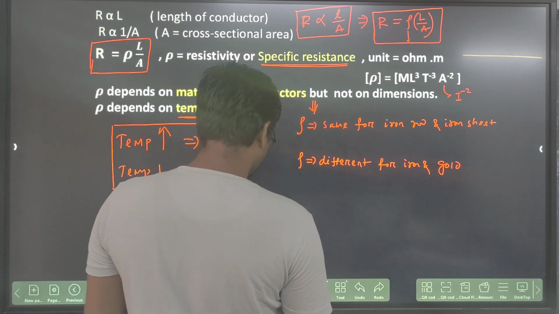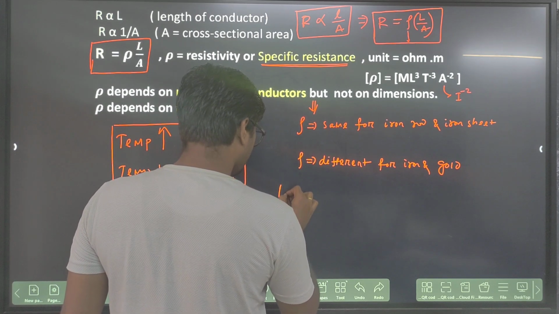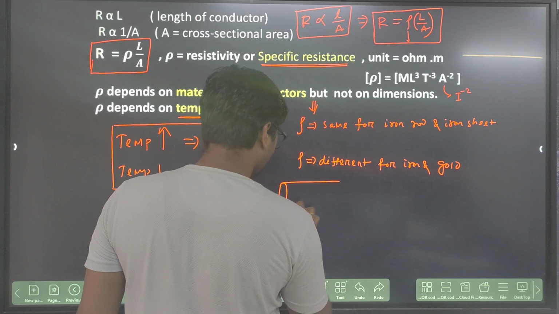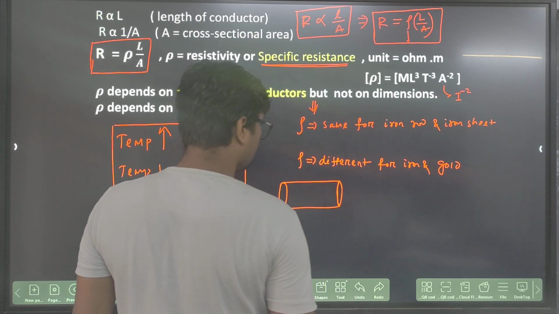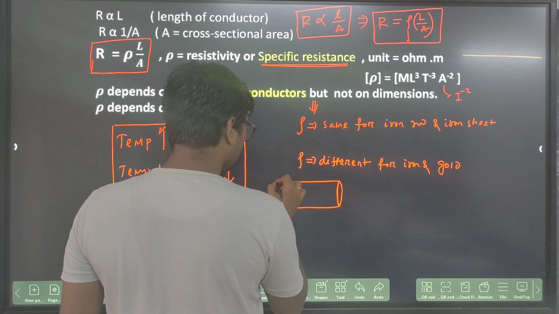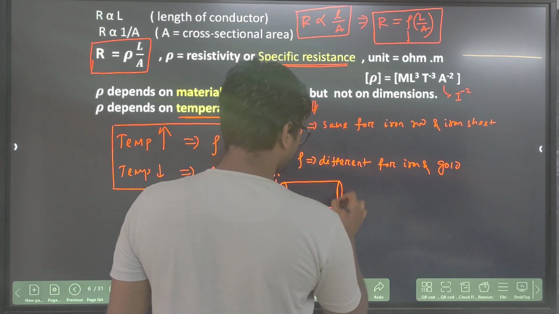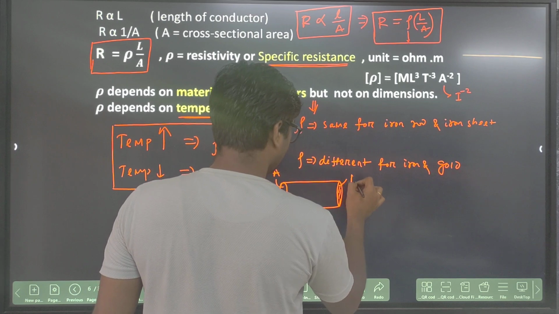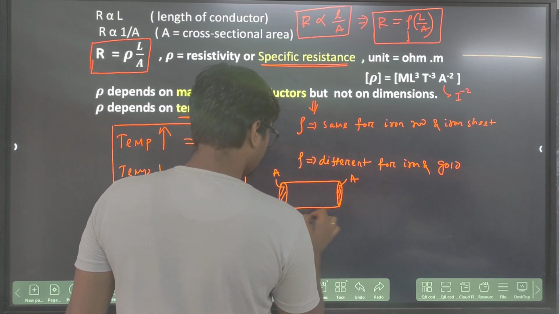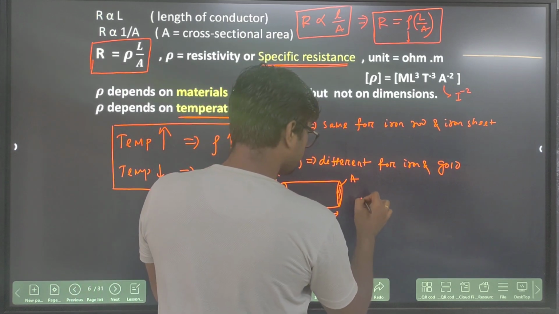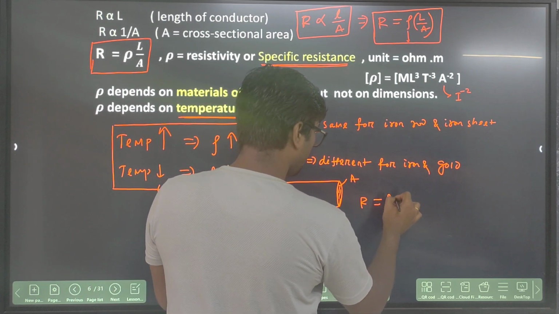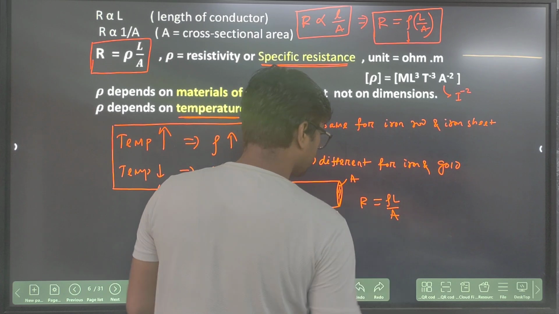Another thing I want to say here: let's take one conductor. This is the conductor, and here the area is A. This side also has area A. This length is L. So here the resistance is written as rho L by A.